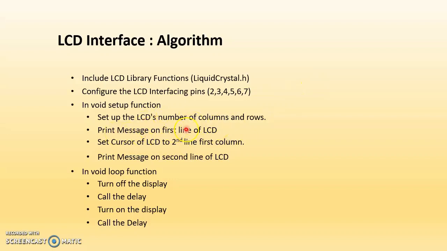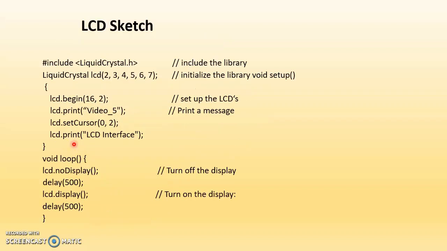So we'll type a message here, then set the cursor to the second line of the first column, and print another message on this line. And in the void loop, what we'll do here is turn off the display and then delay. For some delay we'll turn off the display, and again after some delay we'll turn on the display. So this is a simple algorithm.